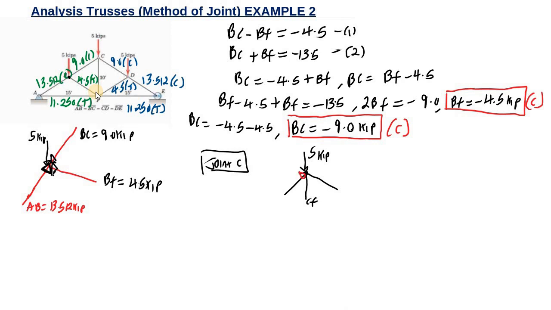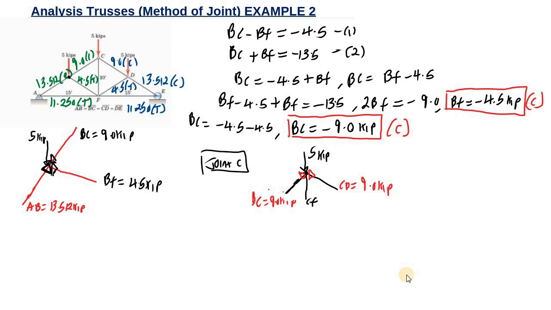We have CD, and CD is in compression, so it is moving into the joint. CD is equal to 9.0 kip, and BC is equal to 9.0 kip. So what we are left with is just CF, and we need to calculate for CF.